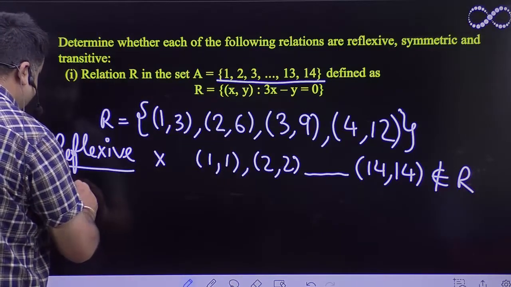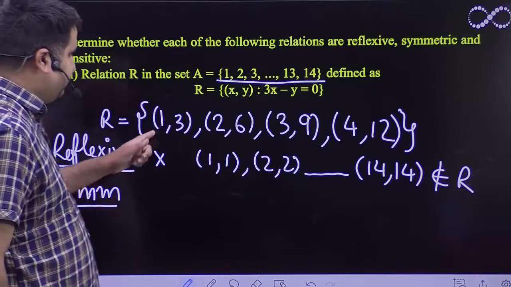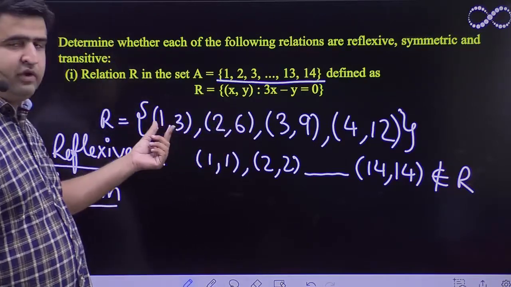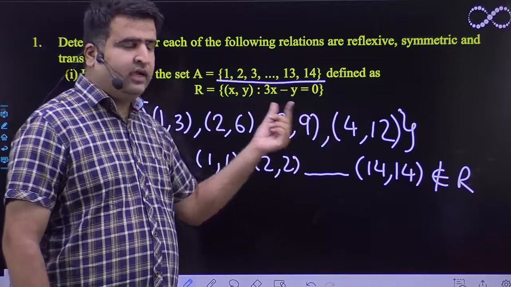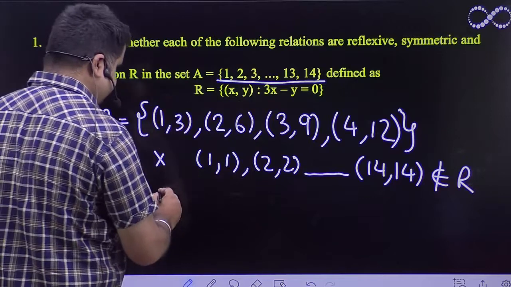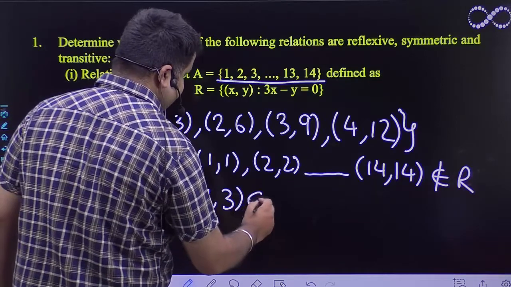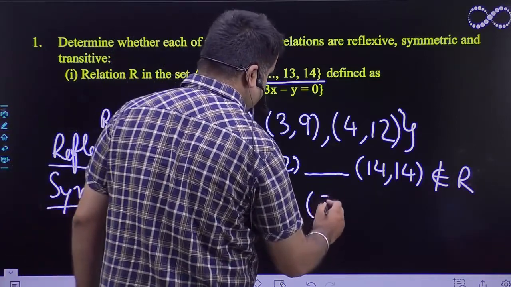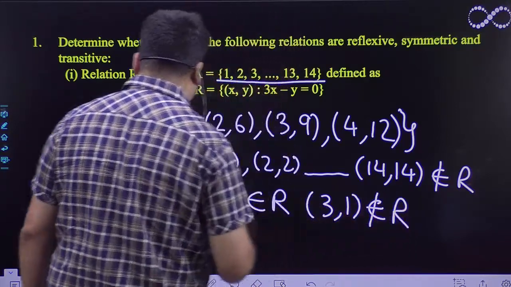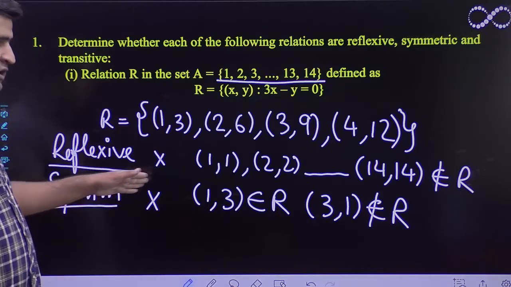To check for symmetric relation, we have to check that if 1 comma 3 is present, then 3 comma 1 should also be present. In symmetric we have to check if x comma y is present in this relation, then y comma x should also be present. So for that we check if 1 comma 3 is there in R, but 3 comma 1 is not present in R. Therefore, the symmetric property is not satisfied.